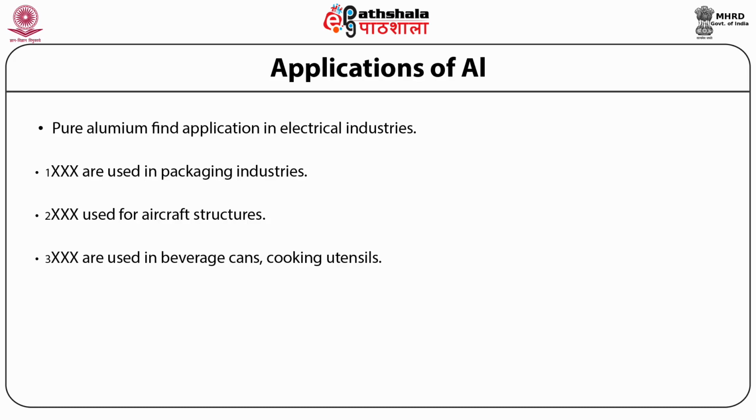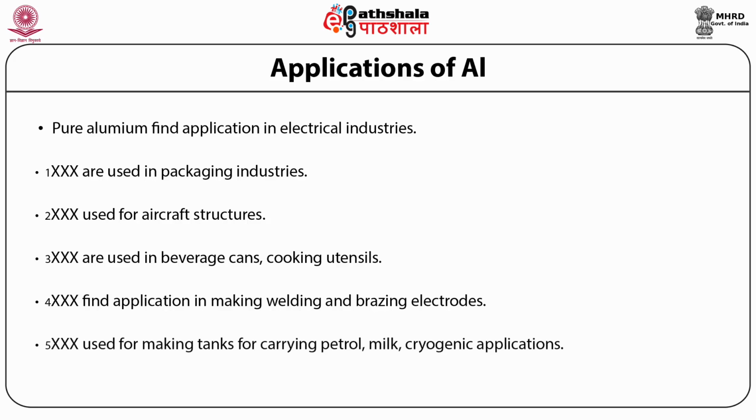Next application is that the 4XXX aluminium silicon alloys find application in making welding and brazing electrodes. Next, the 5XXX series of alloys are used widely in making tanks for carrying petrol, milk, grains, etc., and also for pressure vessels for cryogenic applications.